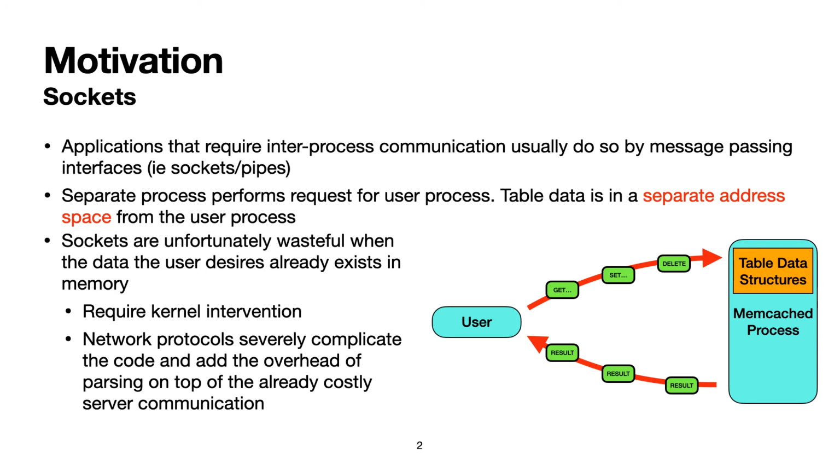Sockets are often used to implement message passing interfaces, like the one Memcached uses. End users request over the socket that Memcached instances perform various queries on their behalf, and then they receive a packet back containing the results of that query, like what is shown in the diagram. Sockets incur quite a large overhead through repeated kernel intervention and complex network protocols that don't appear necessary for accessing data that's already in memory. So how do we get rid of this overhead?